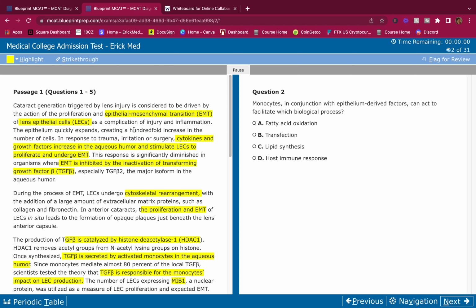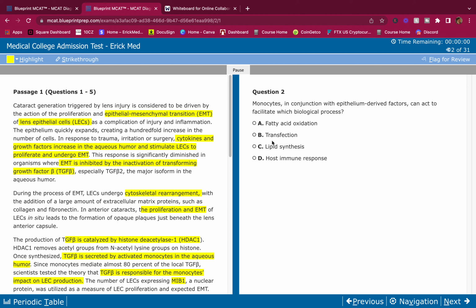Monocytes, in conjunction with epithelium-derived factors, can act to facilitate which biological process? You should know what monocytes are from your content review. They're in the immune response, and they can be differentiated into specific macrophages. That's the role of monocytes. They phagocytose. Fatty acid oxidation, no, that has nothing to do with monocytes. Fatty acid oxidation has to do with the matrix of mitochondria, breaking down fatty acids.